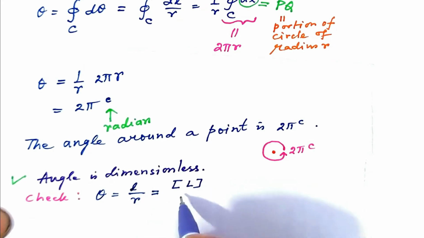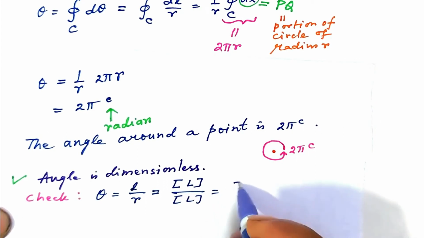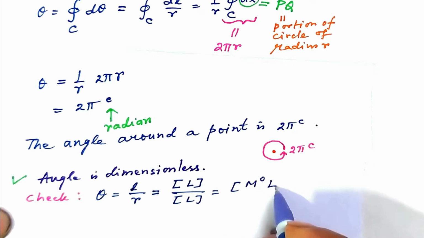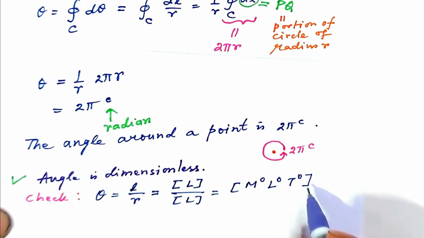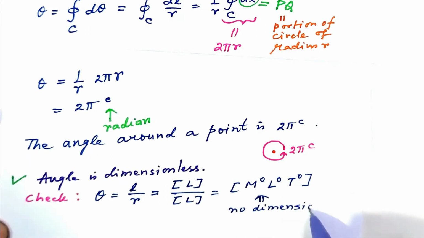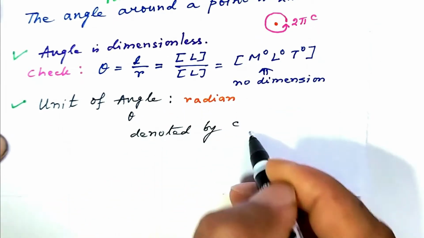L is length, R is also length. So length by length is dimensionless. It is M to the power 0, L to the power 0, T to the power 0, where M is for mass, L for length, T for time. No dimension.